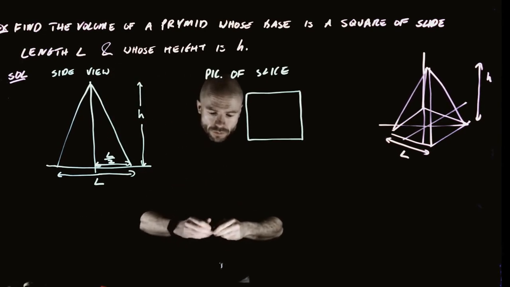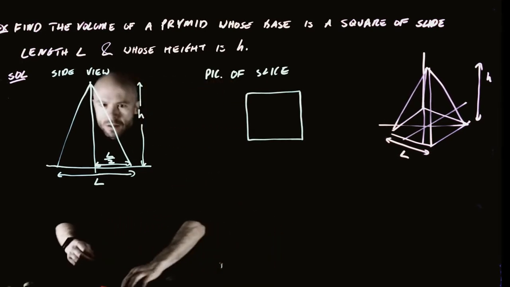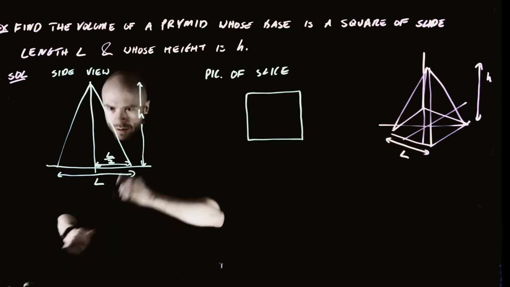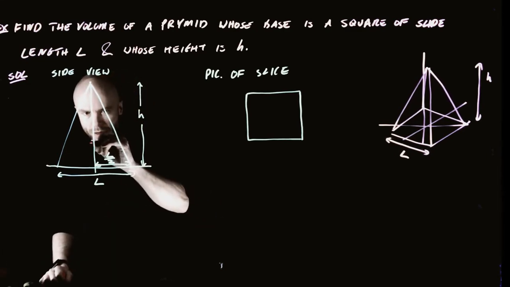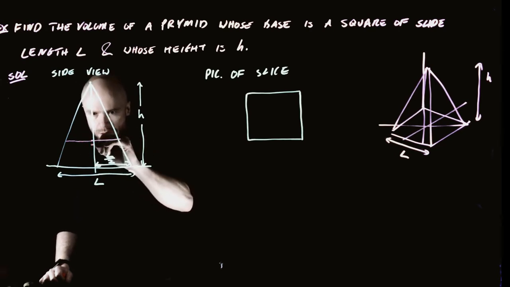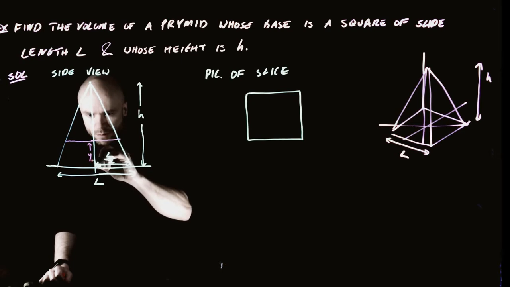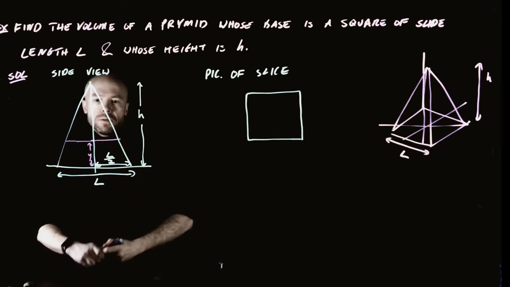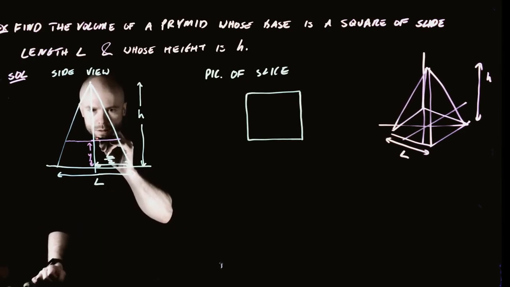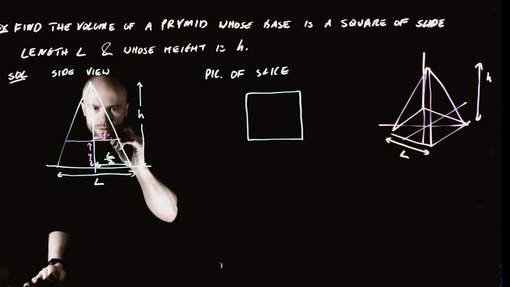Now, here's a point. If we use y, slice like this, and then define it in terms of y, then this thing here will be a function of y. This length here will be a function of y. Let's write that better.